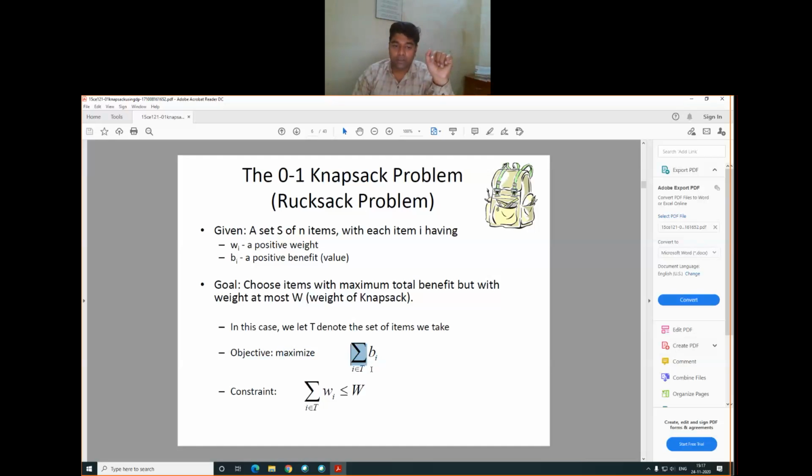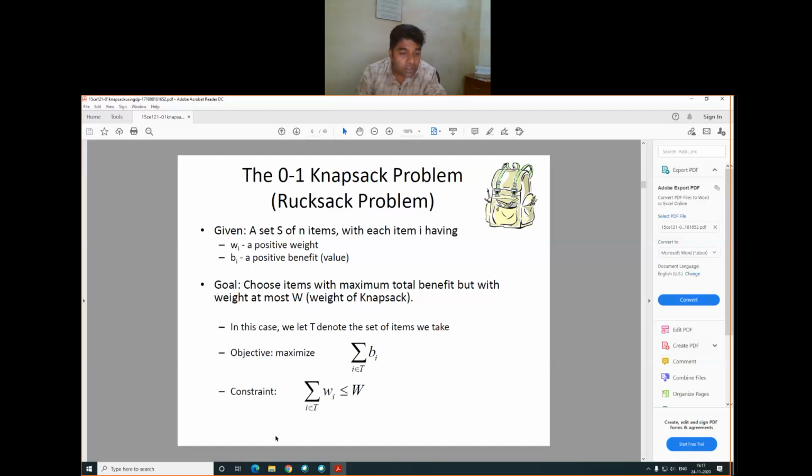Mathematically, we are required to maximize B of i, meaning maximize the profit after summation. T denotes the set of items that we take in the knapsack. Whichever items we are taking, if we sum up their benefit, that should be maximized. So what we have to do is maximize.